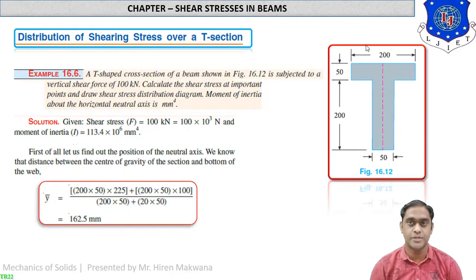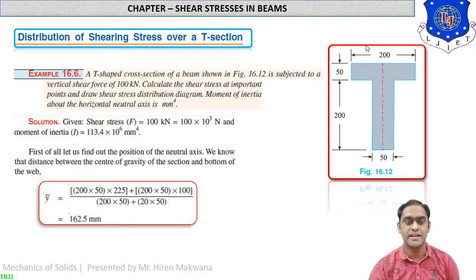We will solve two examples today. First for the T section and second for the I section. In the T section as well as in the I section, we will calculate the shear stresses at different layers of the section. Let us see how. First example for the distribution of shearing stress over a T section.